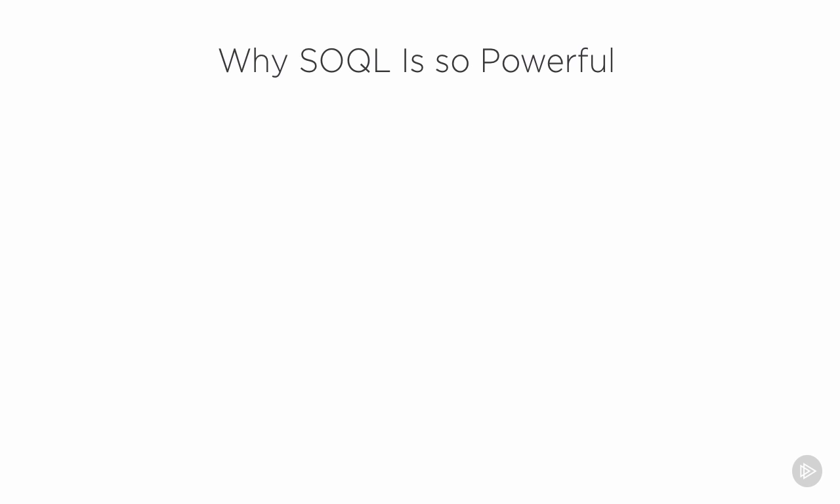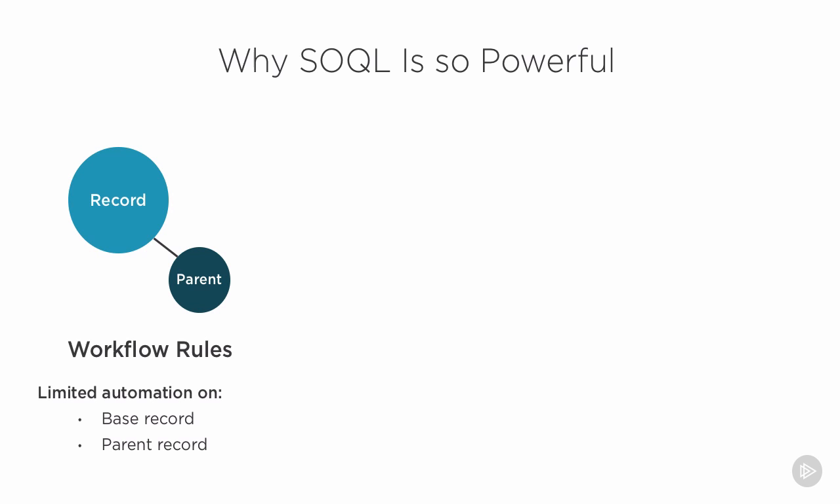To be specific, here's exactly why SOQL makes Apex so powerful. To understand this, you need to understand the general limitations of the declarative Salesforce tools. Let's take a look at workflow rules. The thing about workflow rules is you're only able to do field updates on the base record and maybe its parent record. Cross-object field updates are extremely limited here and only sometimes available if you have a master-detail relationship between them. Even then, the type of field updates you can do are limited to simple formulas.